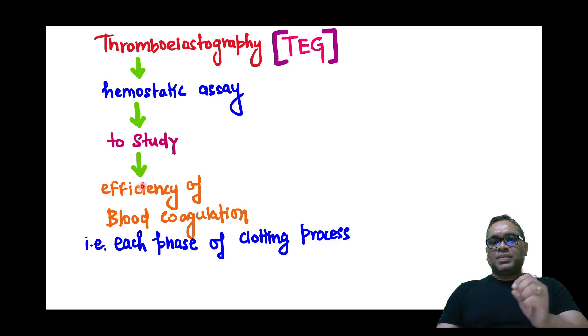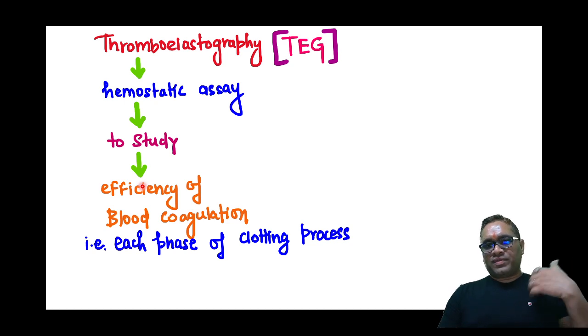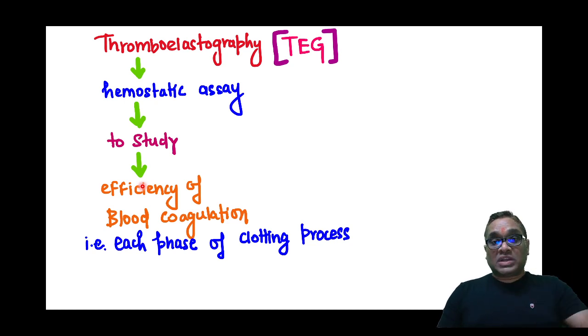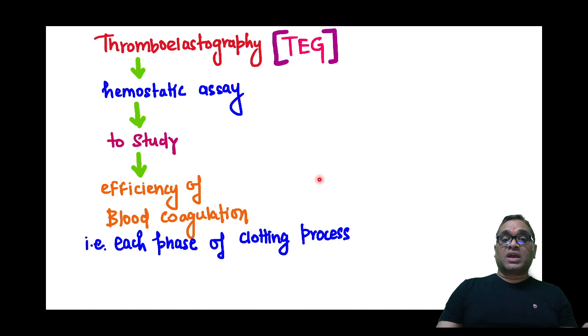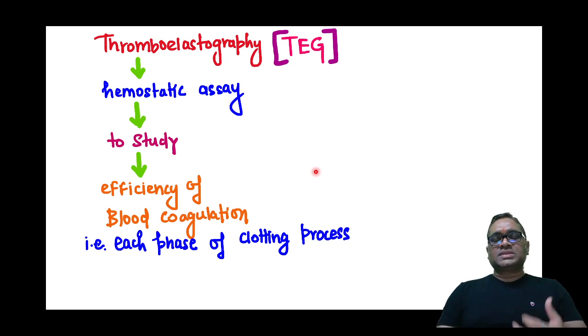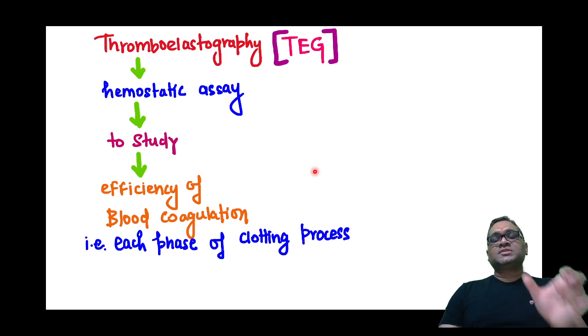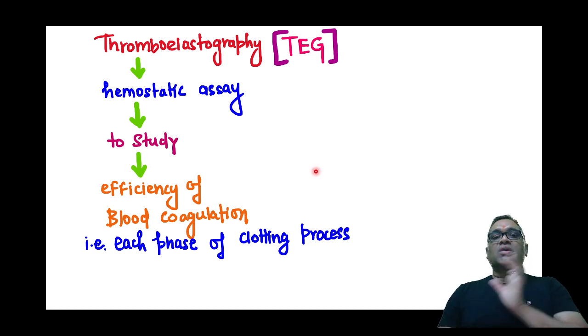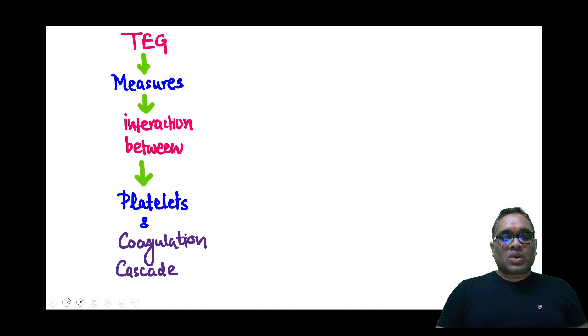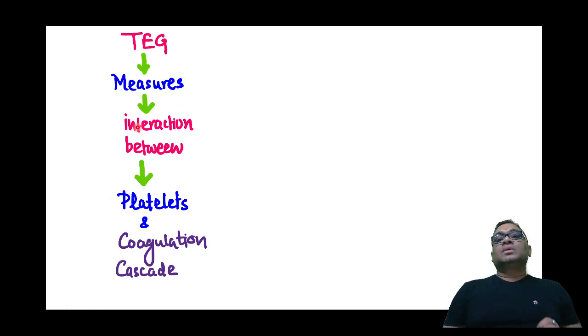In simple PT, APTT, we are not measuring how fibrinolysis is going on, how fibrin accumulation is going on, how fibrinogen is getting converted into fibrin. All these things are not measured. So dynamicity of the coagulation pathway is measured by thromboelastography, right? So what we are going to do here, we are going to measure the interaction, right? Why is it dynamic? Because it is going to measure the interaction between the platelets and the coagulation cascade, right?